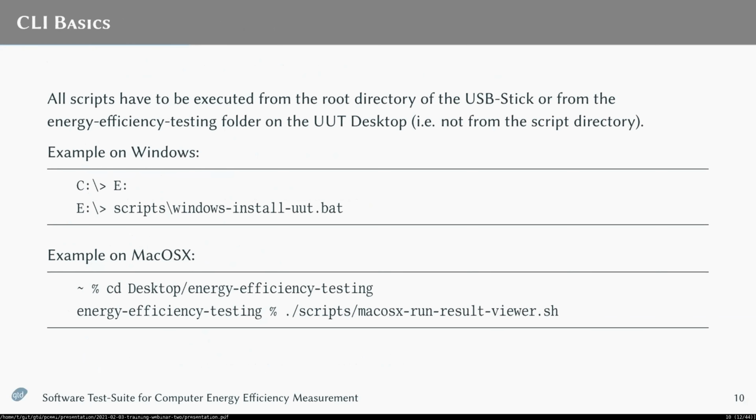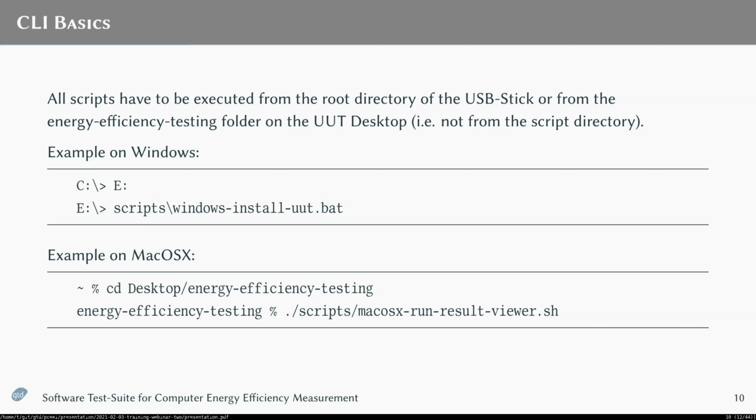But first, let me tell you how to execute the scripts in general, because it's important that you run them from the correct directory. So if you run a script from the USB stick, for example, to install the software on the unit under test, you would do that directly from the root of the USB stick, not from the scripts folder. That's important because that won't work. So for example, on Windows, you would change the directory to the root directory of your USB stick.